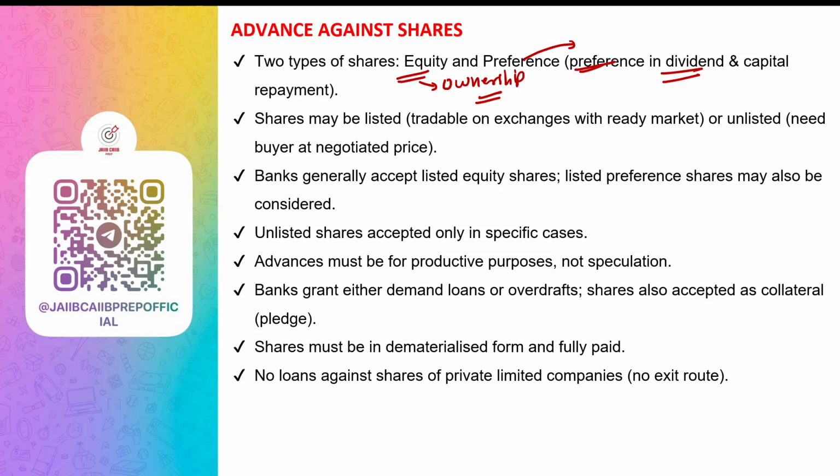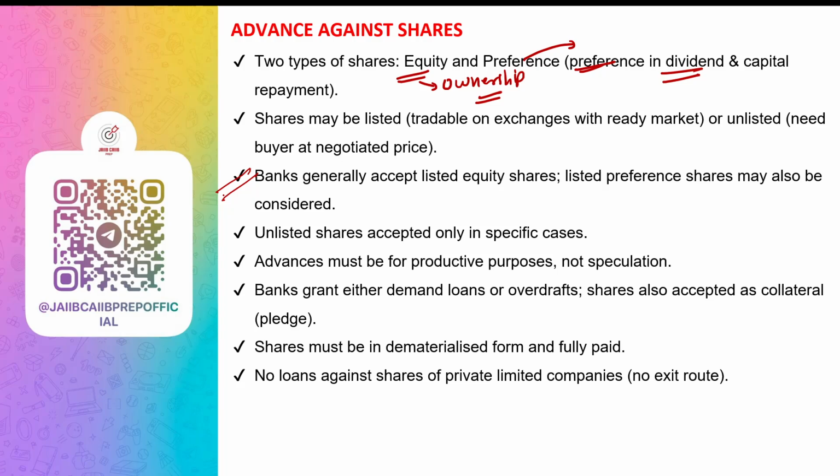Again, shares can be listed shares or unlisted shares. Listed shares are those shares which are traded on a stock exchange, which are easy to sell and value. And then there are unlisted shares which are not traded on exchanges. They are difficult to sell. So banks usually avoid them. Banks usually accept listed shares, which are fully paid up shares.